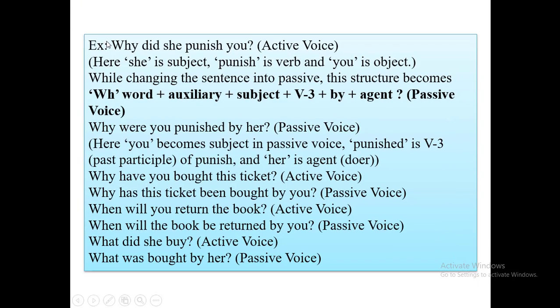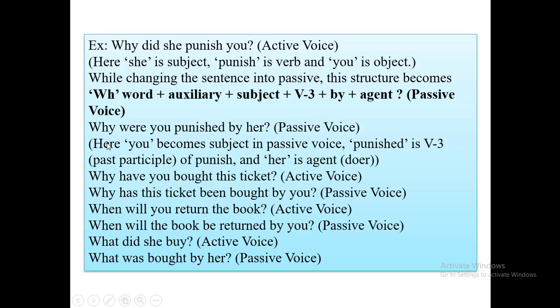While changing the sentence into passive, this structure becomes WH word plus auxiliary plus subject plus V3 plus by plus agent or doer in passive voice. And last of all, you have to put question mark. For example, why were you punished by her? Here, you becomes subject in passive voice. Punished is V3, I mean past participle of punish. And her is agent, I mean doer.